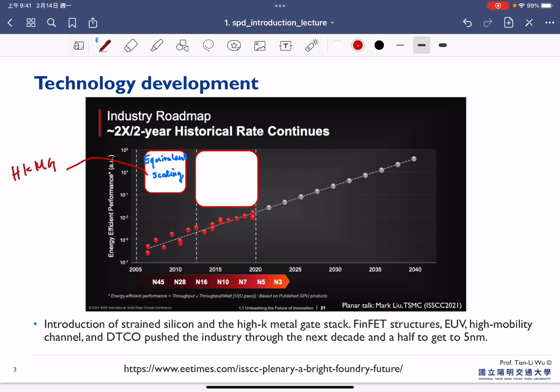And we also consider using strained silicon. If this is your first time hearing these words about scaling, high-k metal gate, and strained silicon, that should be fine. Later on we will mention them again and again. But at least so far you can start to have a little bit of a feeling about the typical device technology that has been used.